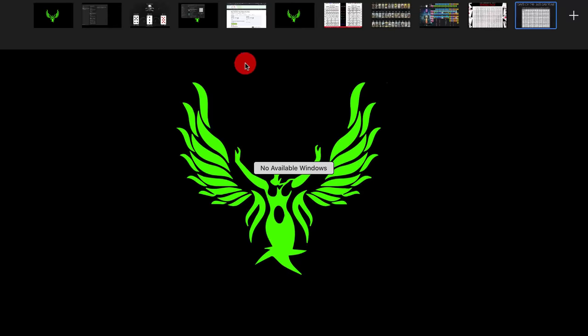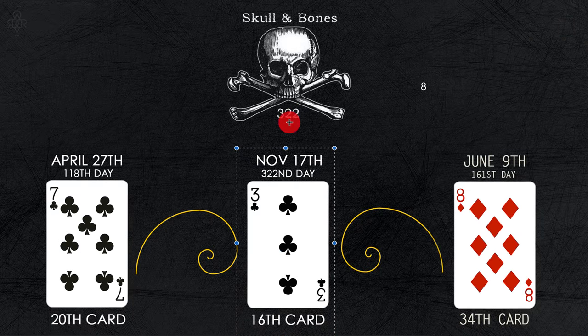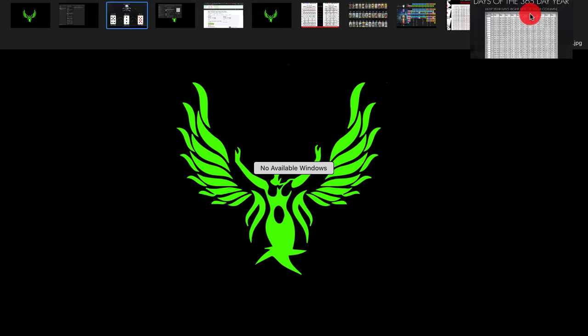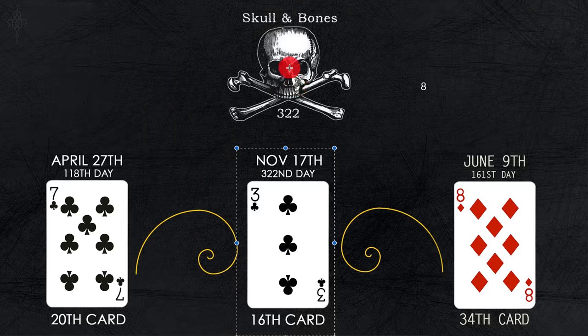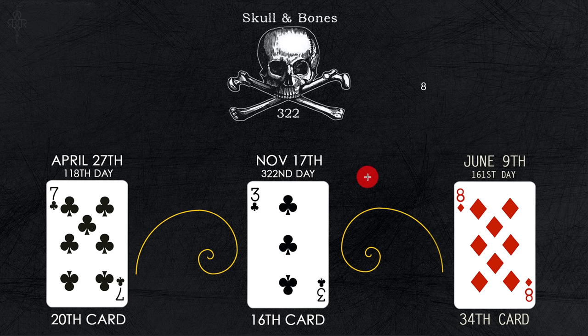Now, I want to just tell all of you that this organization was first brought into this world on a leap year. So I measured it as such, because if you go to 322, it's right there. It actually occupies the 17th and the 18th of November. But since this organization was born on a leap year, I use November 17th, which is the 322nd day of the year in leap years.